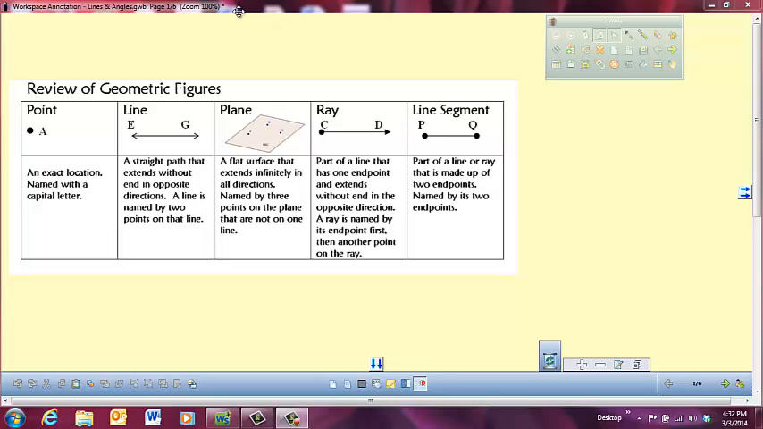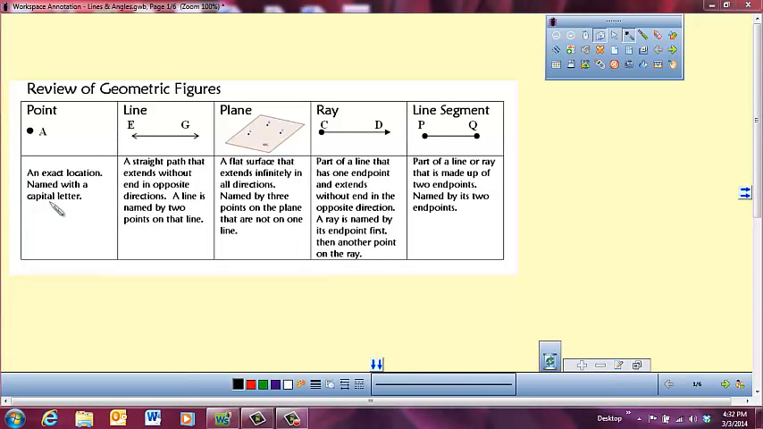The point A, the definition of a point is an exact location named with a capital letter. If you have to write it, though, you need to make sure that you're using the word point. So if you could just add this on your notes, you have to write the words point A. So any point is an exact location, and it's always named with a capital letter.